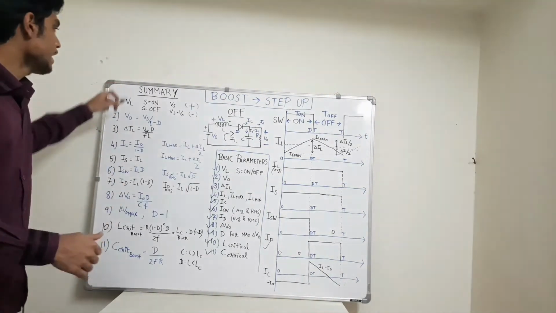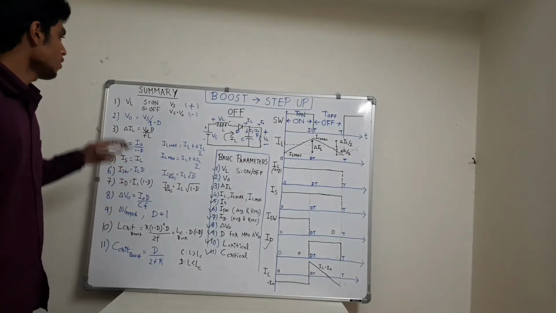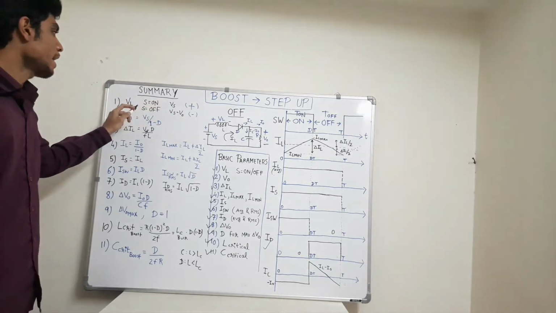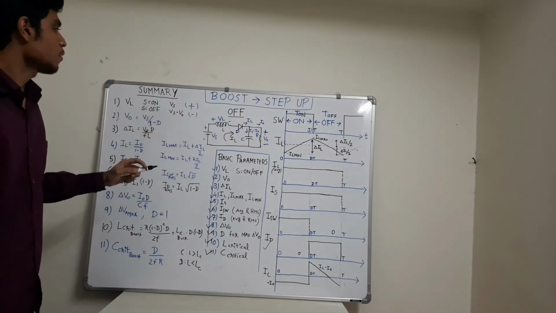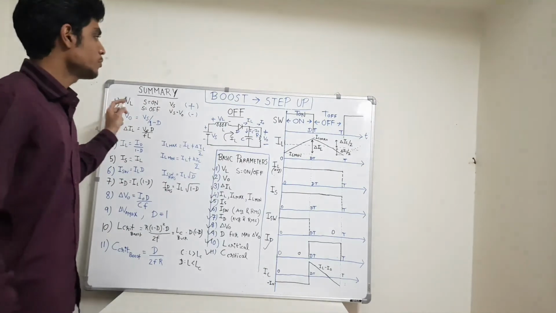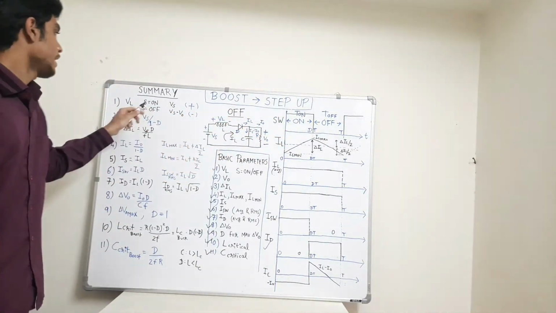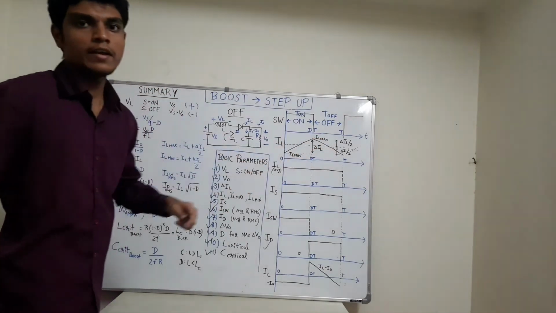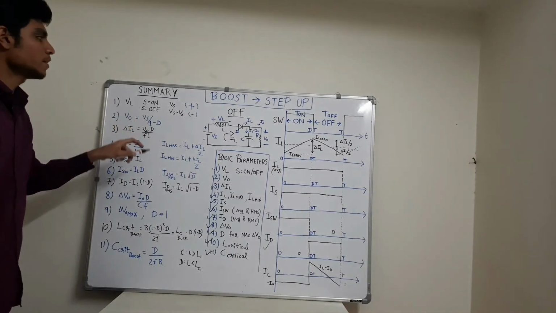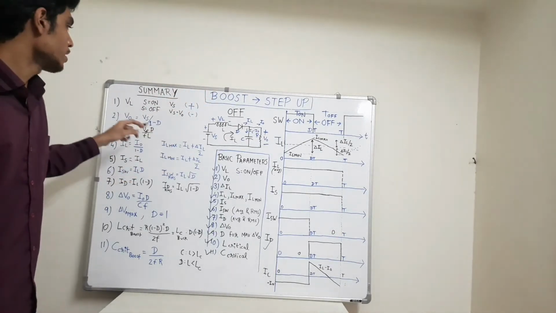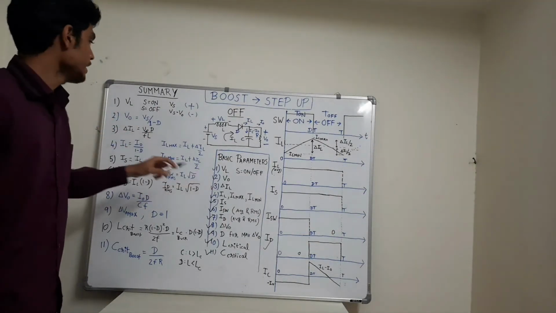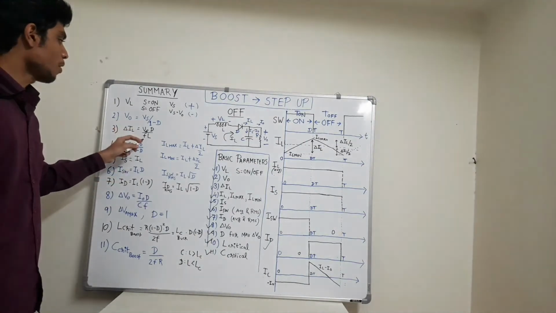Let's start with the summary at the end. The first parameter was VL. For switch on, VL was equal to the source voltage, and for switch off condition, it was equal to Vs minus V0. For switch on, the inductor voltage VL was positive, so inductor current was increasing. For switch off, it was negative, so inductor current is decreasing. The second thing is output voltage equals Vs upon 1 minus D, and that's why the name is boost converter, because V0 is always greater than or equal to Vs. The third thing was ripple in inductor current, equal to dVs upon FL.